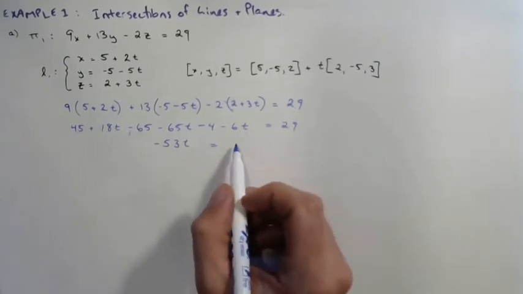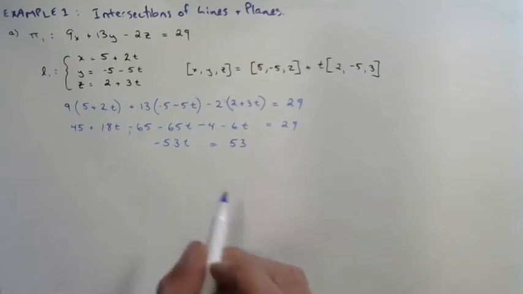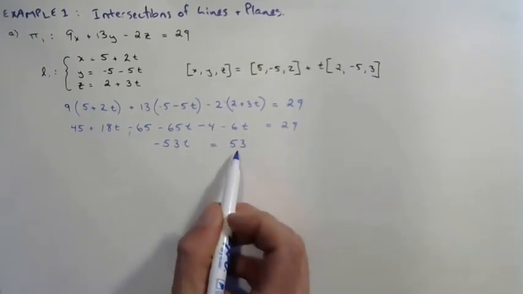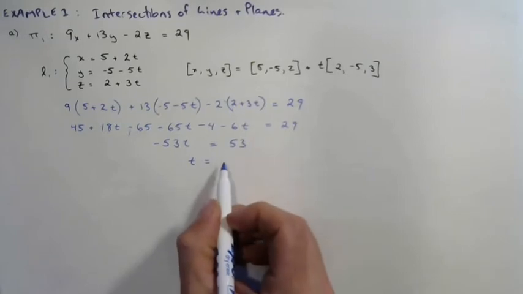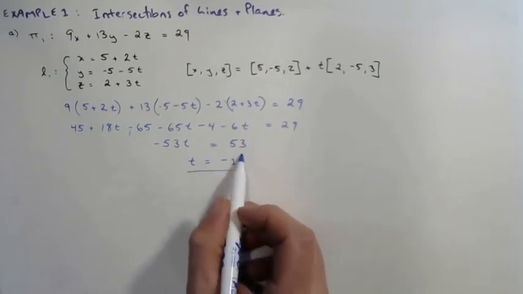It's going to leave me with 53 on the left. So we have negative 53t equals 53. Divide both sides by negative 53. We get t equals -1.